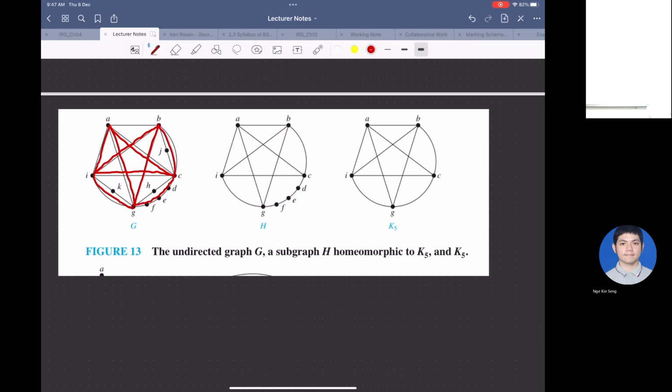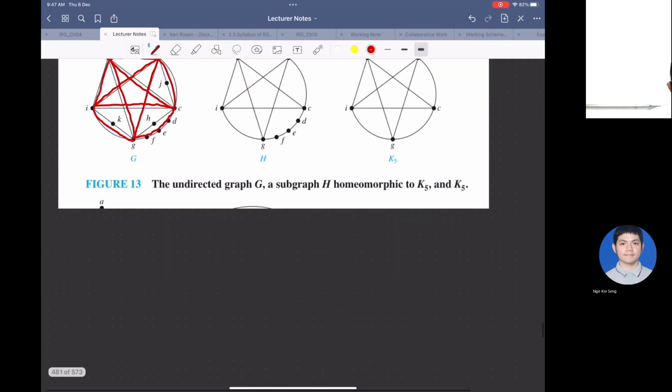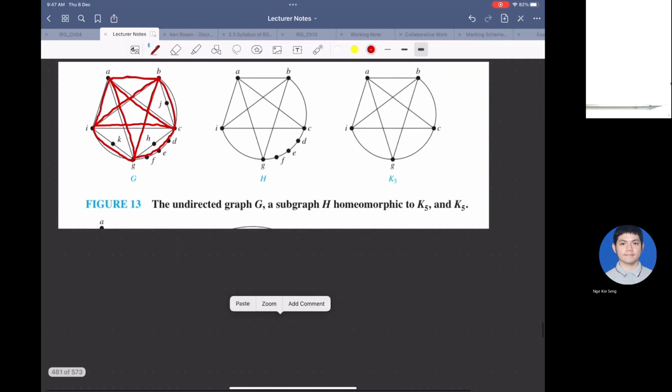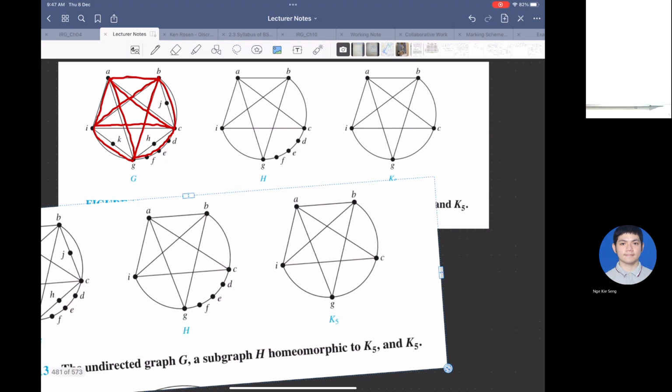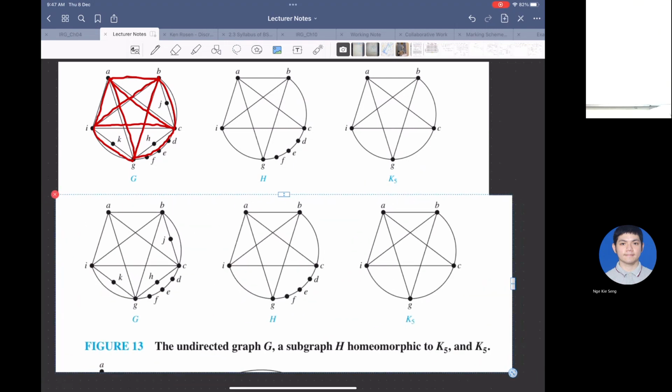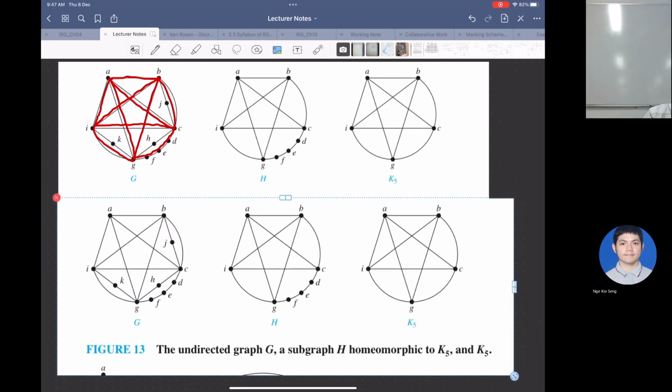Okay, one subgraph is this. Then the other subgraph is this subgraph. So definitely you want the star inside. But the outside one you can be a bit lenient, so you can pick the inside one.